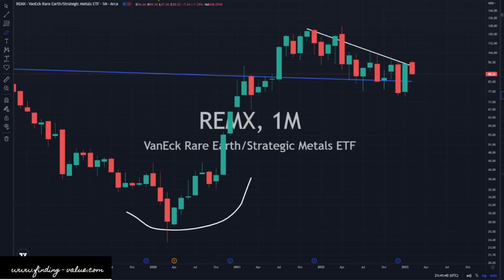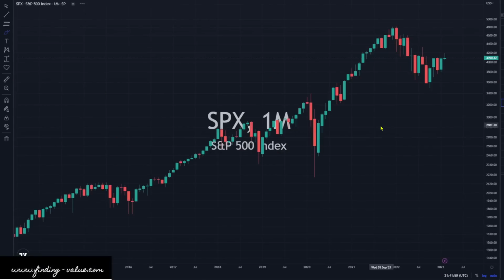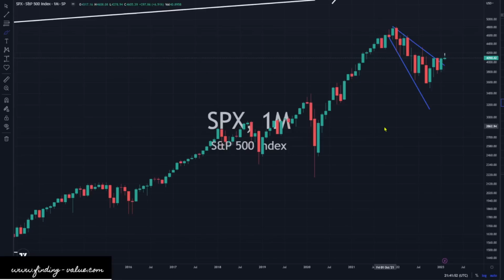So looking at this at different time frames, you're going to get different answers depending on how far you're looking at it, monthly, weekly, and dailies. REMX looks fine. Might have a little bit more sideways to slightly lower action.